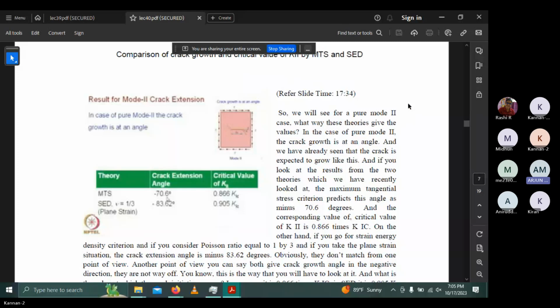And again, as I feel that since for MTS and for both strain energy density, K2 is nothing but a factor multiplied by K1C. So it should mean that the K1C value should be same for both, I suppose. Okay.